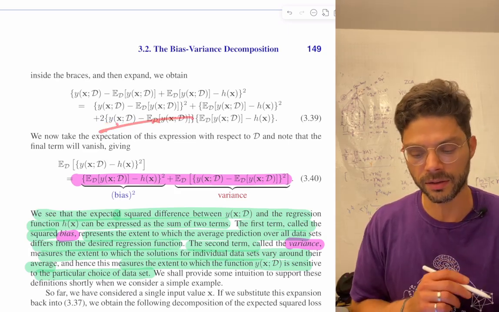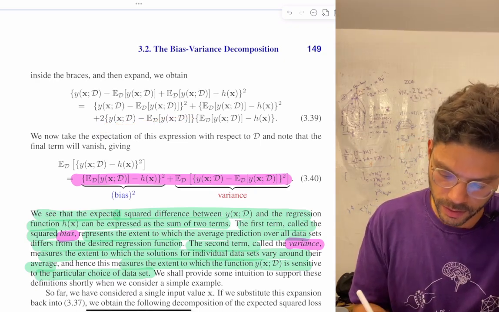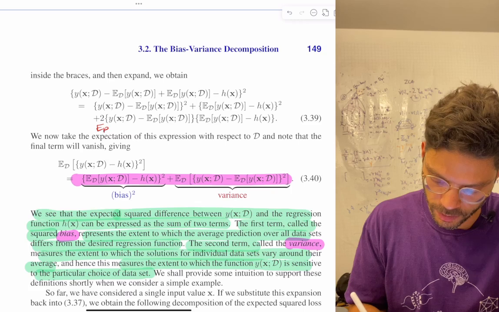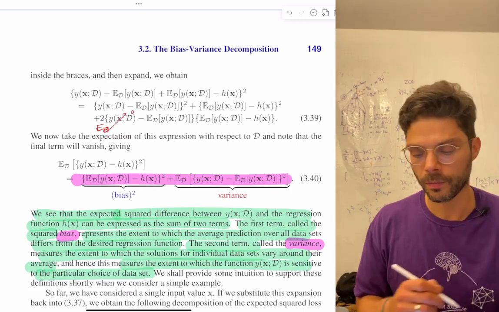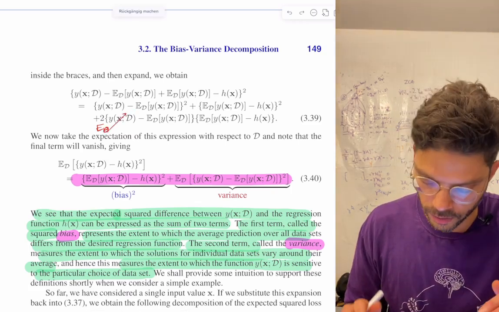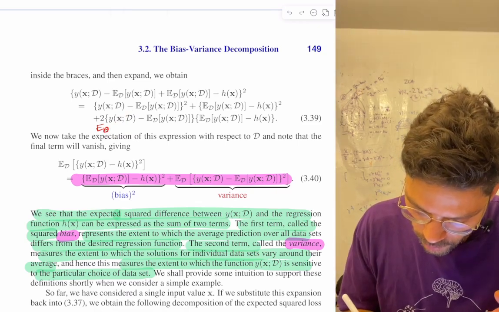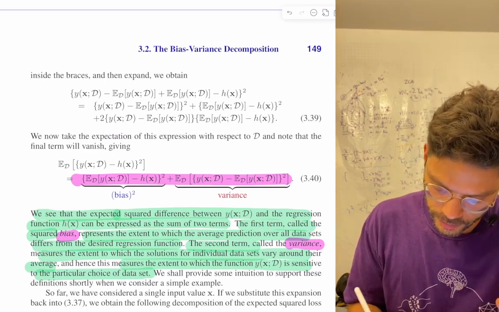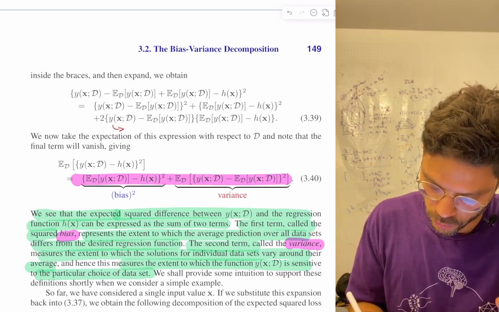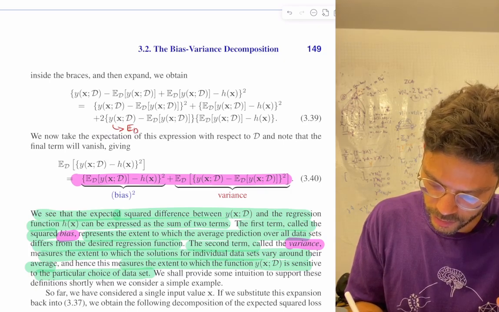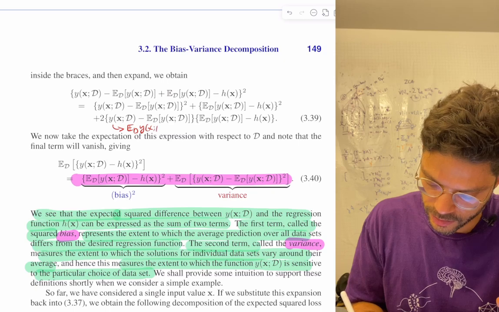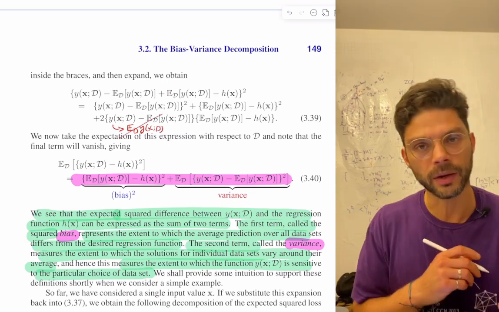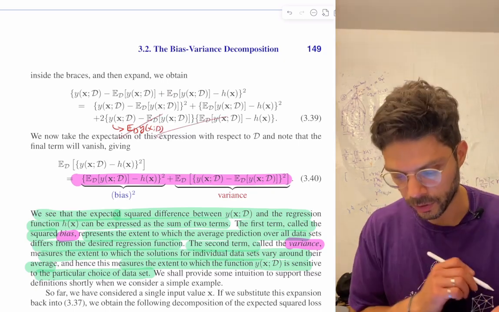So this gets canceled. If we take the expectation with respect to D, it goes to 0. Let me be more precise. This will go to the expectation over D of y(x, D), and then you're subtracting, and so that goes to 0. And then this whole thing will go to 0.